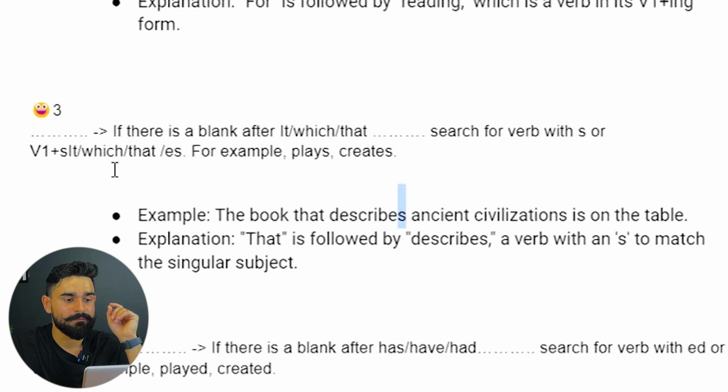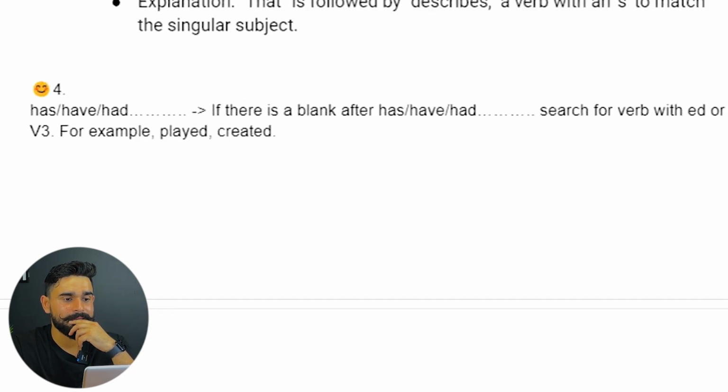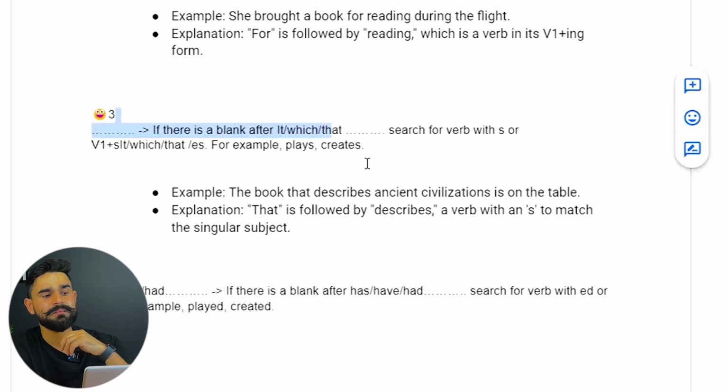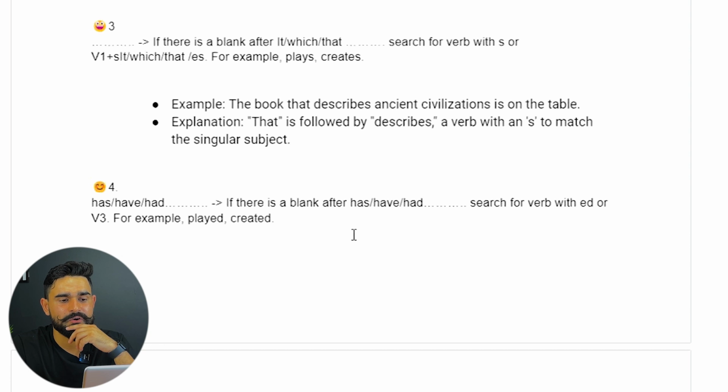If there is which, that, and it, and there is a blank after that, you need to look for s or verb first form plus s or es. So that will come after which, that, and it. Okay, so these are the things that you need to look into, and that is followed by something like describes, a verb with an s to match the singular subject.